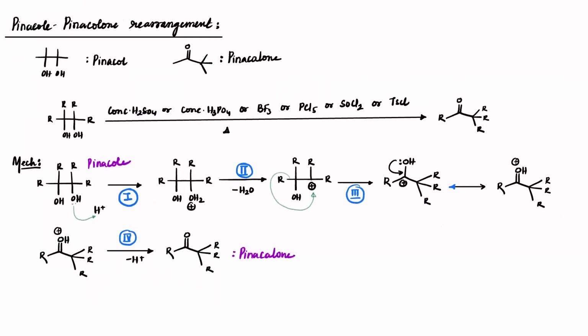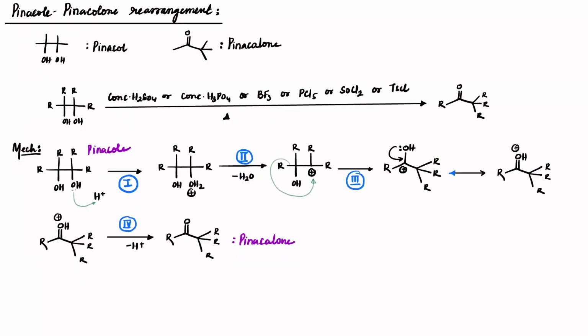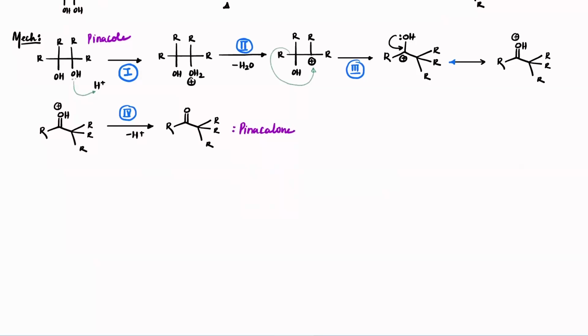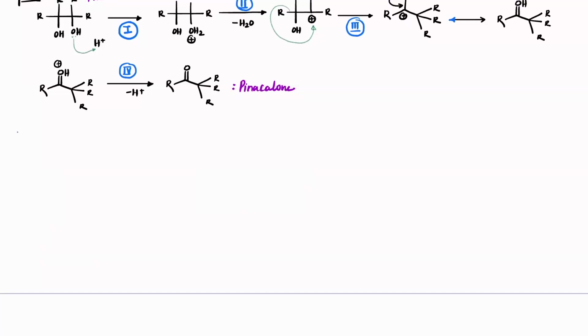So pinacolone rearrangement for any case is these four steps only. So it will always happen through these four steps, starting from pinacol all the way towards pinacolone. Got it? Now, of course, as you start having different alkyl groups, how many types of products will you get? Let's see. Suppose you have this as R and R dash, this is R double dash and R triple dash, which means all four are different, then what are the products you will get? Let me show you with an example.